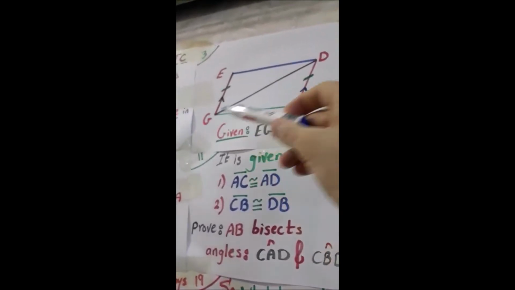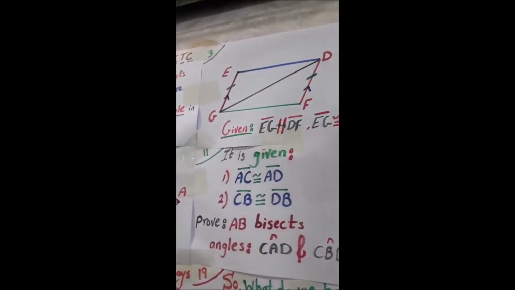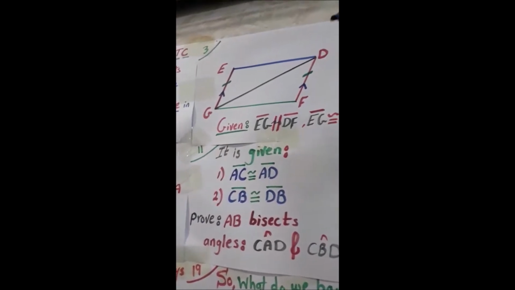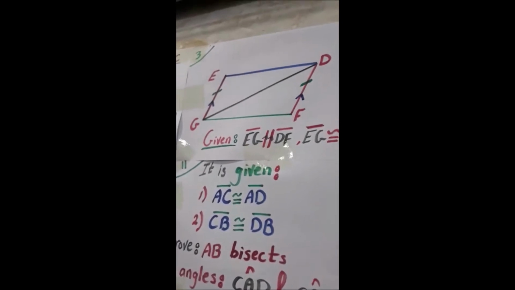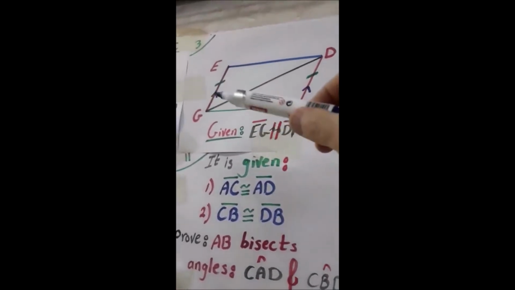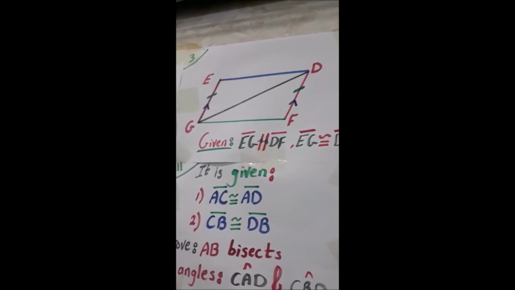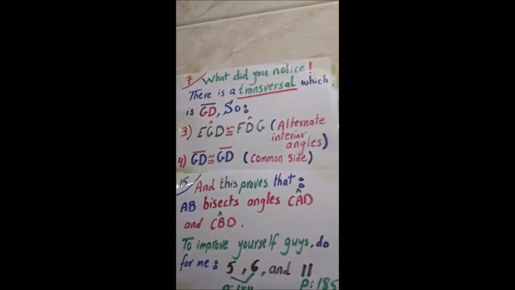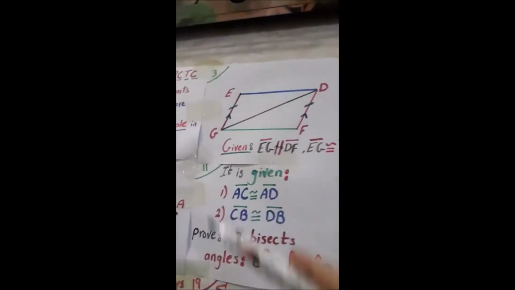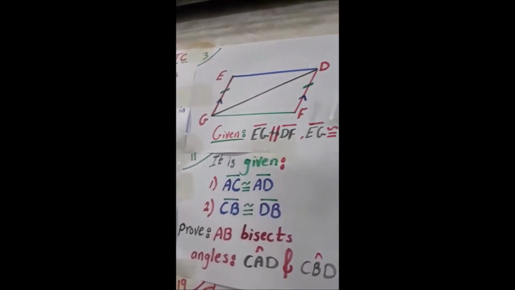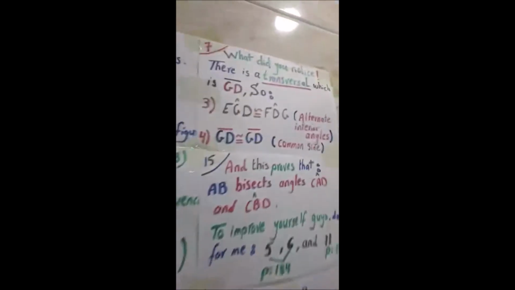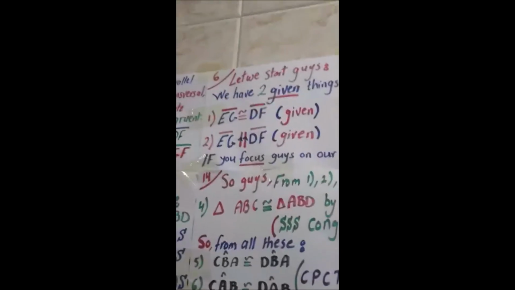Yes, excellent, guys. As you see, the transversal is GD, and we have two parallel lines, GE and FD. The transversal GD cuts these two parallel lines, GE and FD. So, guys, GD is the transversal, cutting these two lines, GE and FD. So, number one and two, we have these two given things.